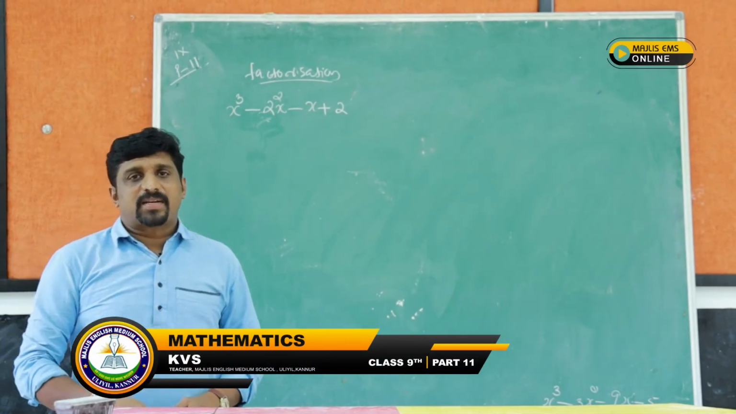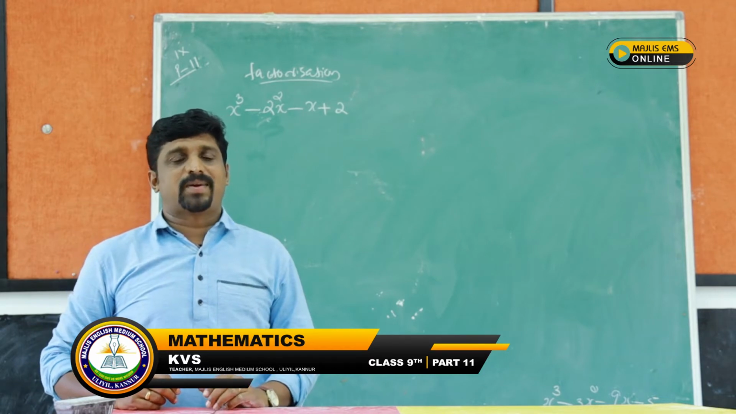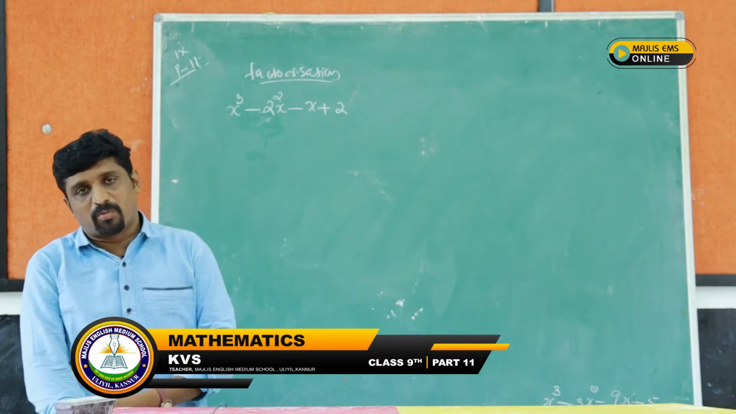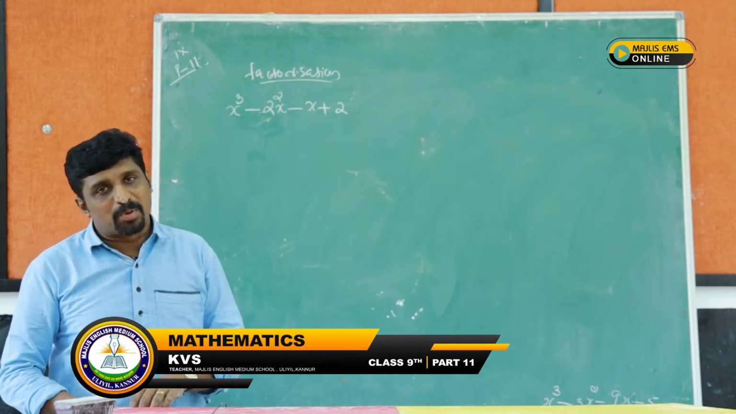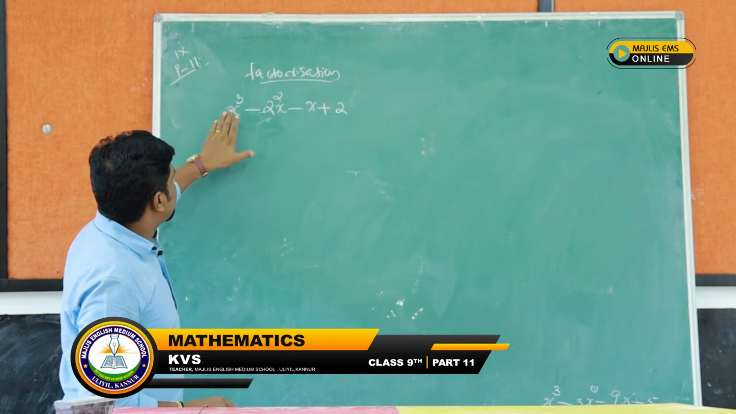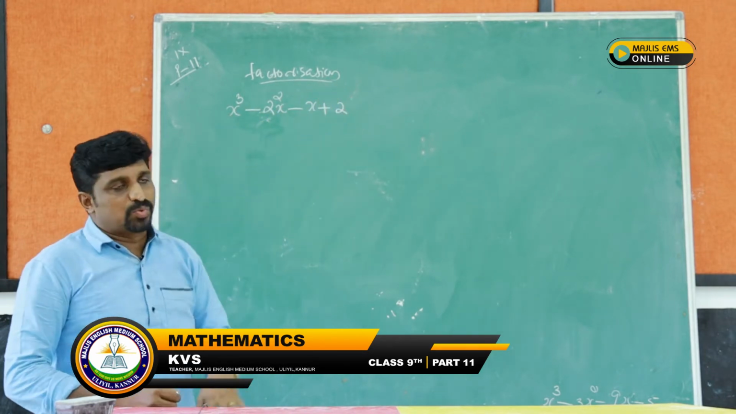We already discussed the factorization of quadratic polynomials. Now we will discuss the factorization of cubic polynomials. Factorization of cubic polynomials has so many steps. Suppose this question: x cube minus 2x square minus x plus 2.